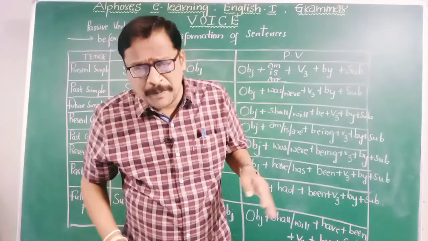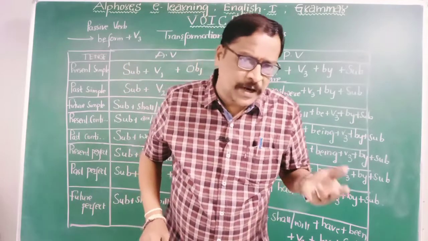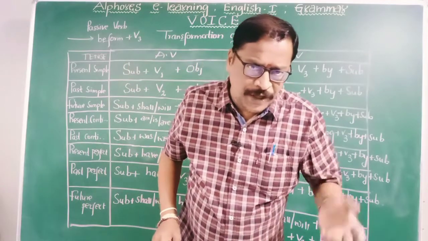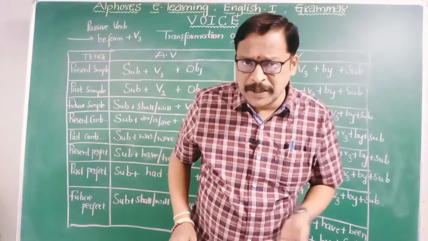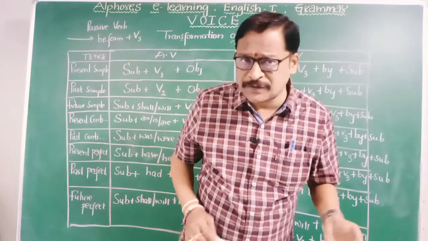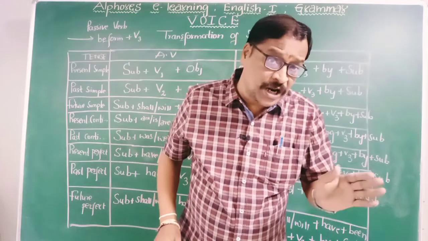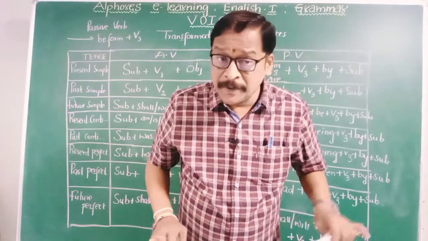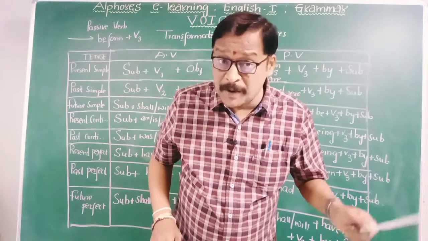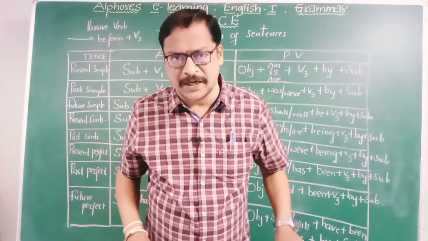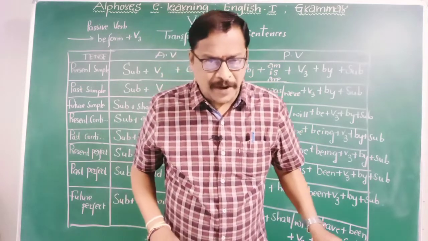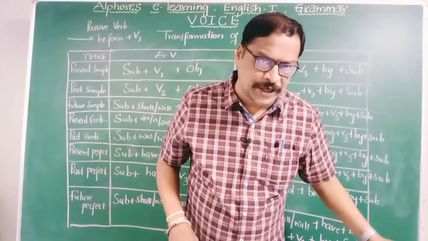Subject plus V1 plus object. Object plus am, is or are plus V3 plus by plus subject. Subject plus V2 plus object. Subject plus was or were plus V3 plus by plus subject. Subject plus shall or will plus V1 plus object. Object plus shall or will plus be plus V3 plus by plus subject. Okay. Present tense, past tense and future tense.